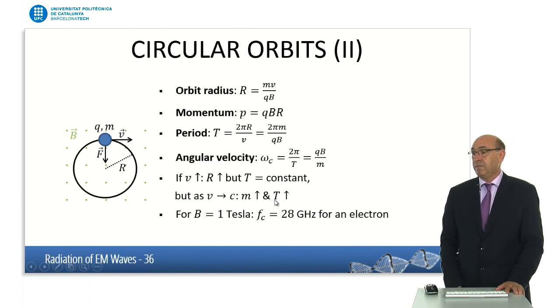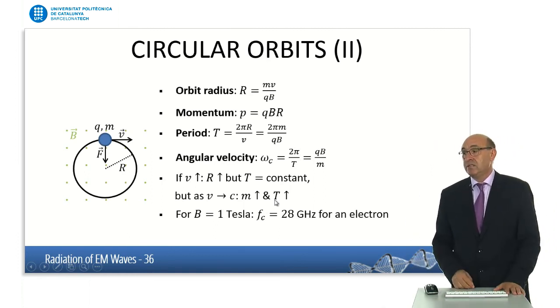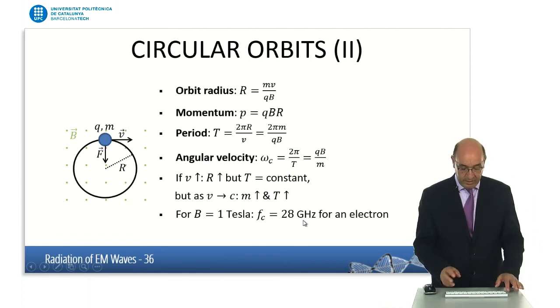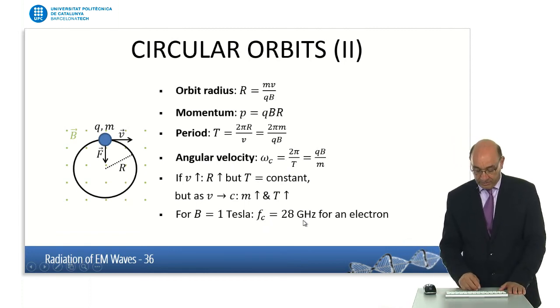As an example, for a magnetic field of 1 Tesla, in the case of the electron, this angular frequency, which normally is called the cyclotron frequency, is 28 gigahertz. It falls into the realm of the microwaves.